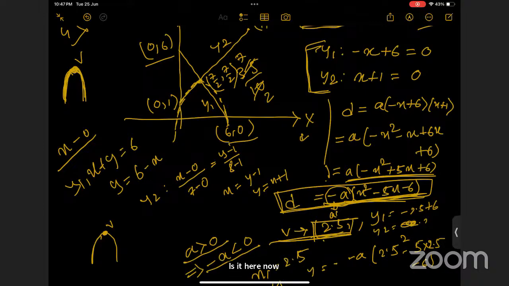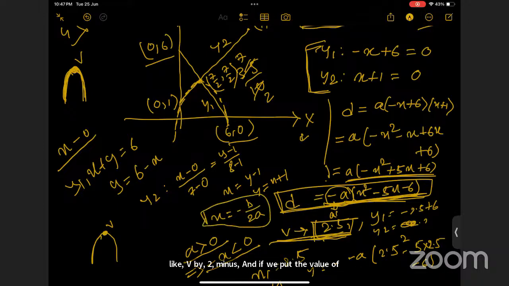Ma'am, this x coordinate of the vertex and the 7/2, how did we get that actually? Where did we substitute? We got x1 equal to 2.5. If we have the equation of a parabola, then we can calculate the vertex, right? First, we can calculate the value of x. The formula is minus b by 2a. And if we put the value of x in the equation, we can find the value of y. But here we don't need the value of y, because we only need the values of y1 and y2.